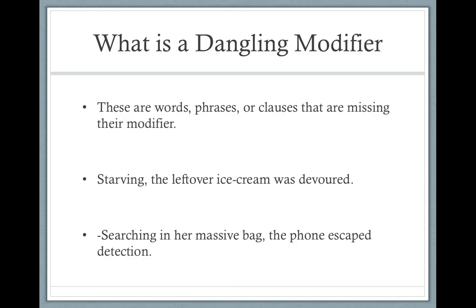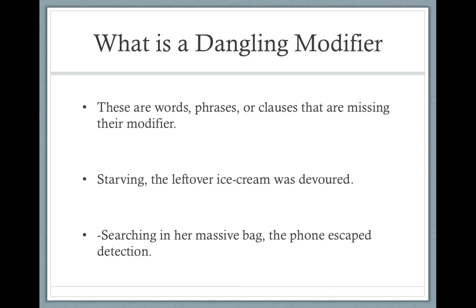So for instance here: "Starving, the leftover ice cream was devoured." Now after the word, the participle starving, it's missing the thing that it's describing. It's nowhere to be found. So starving, the leftover ice cream was devoured. So what is starving? It can't possibly be the leftover ice cream. So it has to be something. There's a noun, there's something that is missing. Starving, the leftover ice cream was devoured.